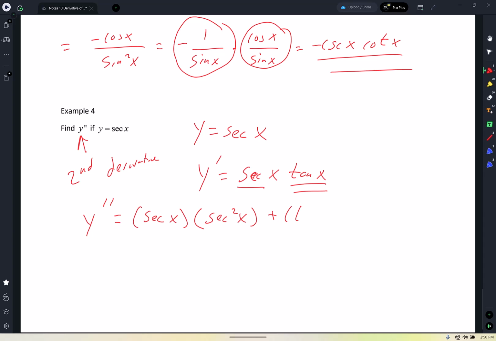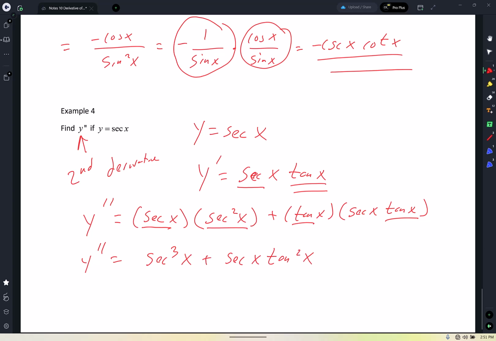the second one, tan x, times the derivative of the first one. What's the derivative of secant x? Secant x tan x. That's awesome. You're done. If you want to make it pretty, if they tell you to simplify it, I have a secant there and a secant squared there, so that's going to be secant cubed x. I have a tan here and another tan there, and this is a product, plus secant x tan squared x.